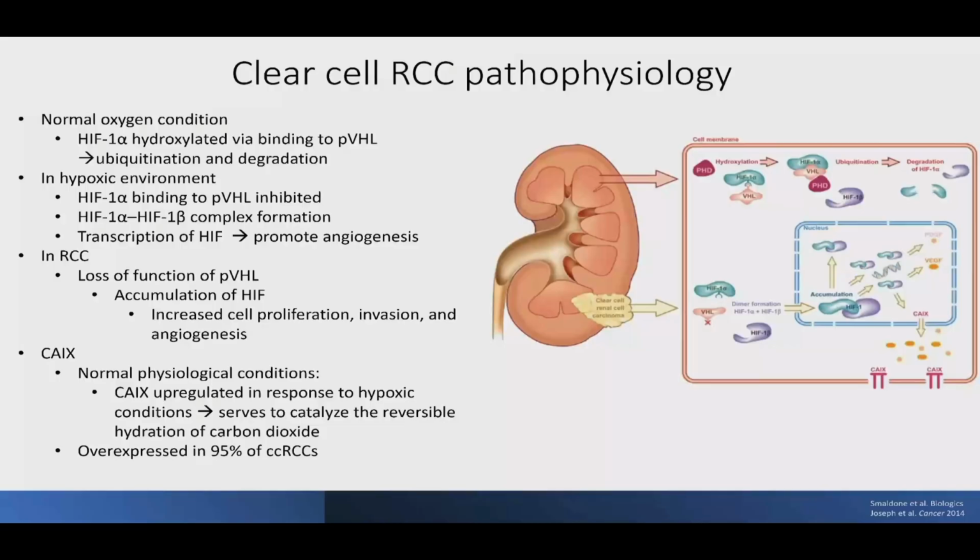In RCC, you can have loss of function of the VHL gene, which leads to the accumulation of HIF, and as a result, you get increased cell proliferation, invasion, and angiogenesis. CA9 is, under normal physiological conditions, upregulated in a hypoxic environment. But studies have also found that it's highly expressed in about 95% of clear cell RCC, which means that it could be a potential target for diagnosis.